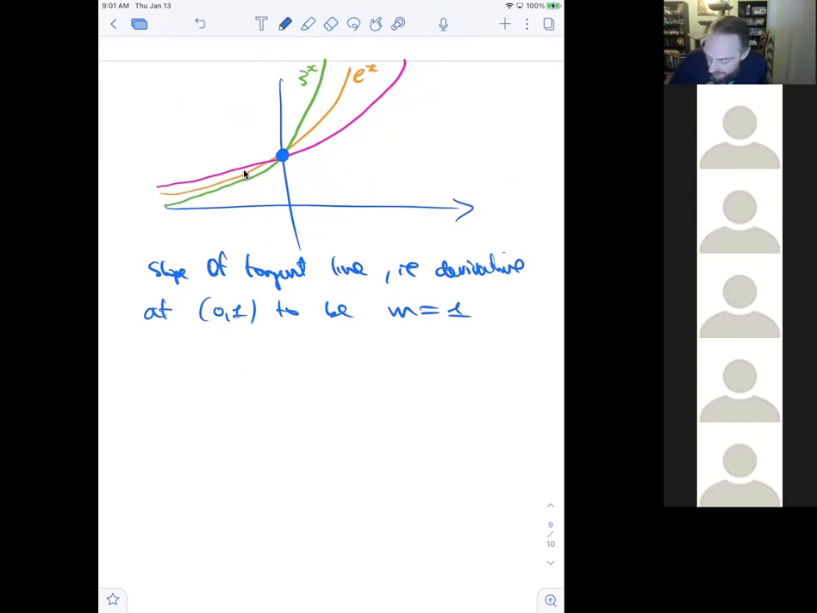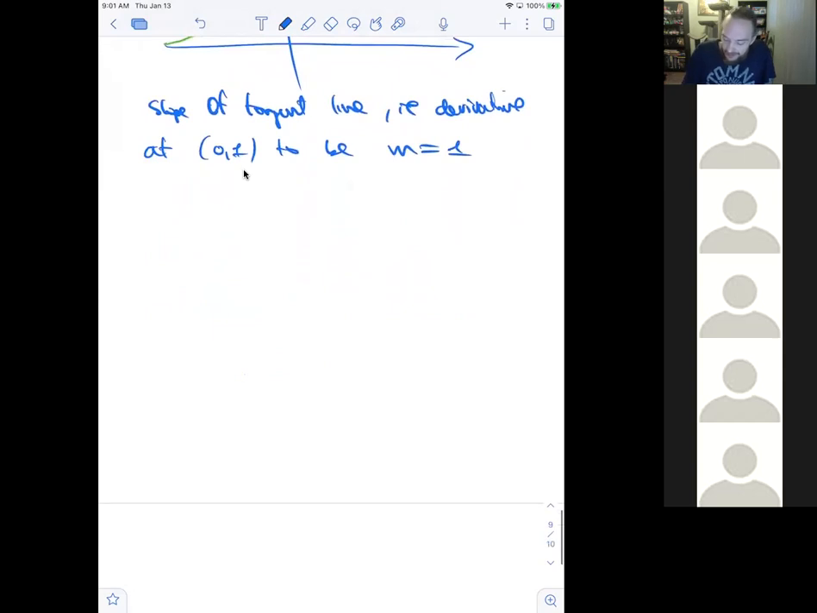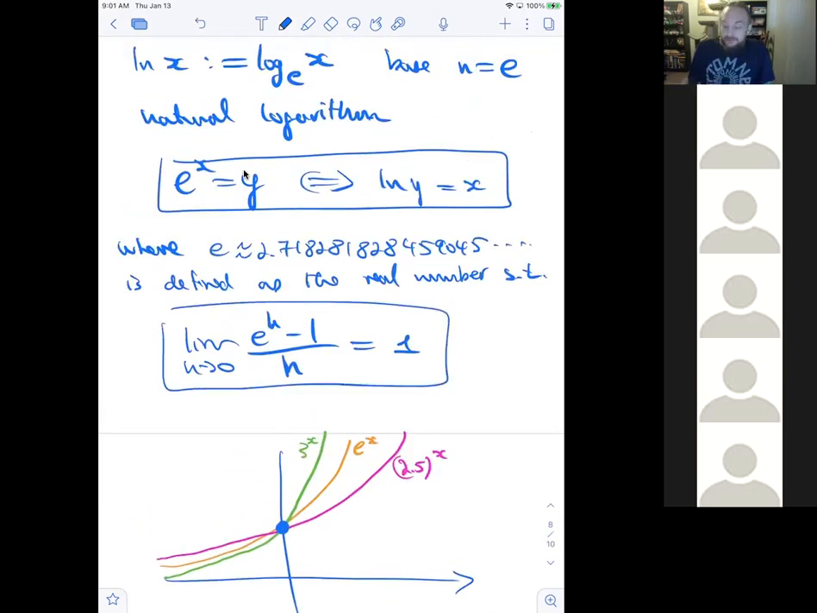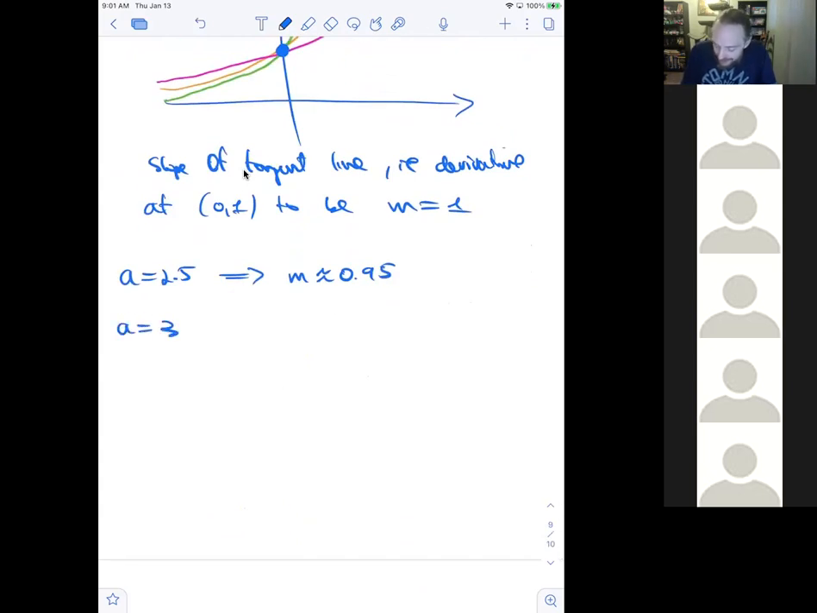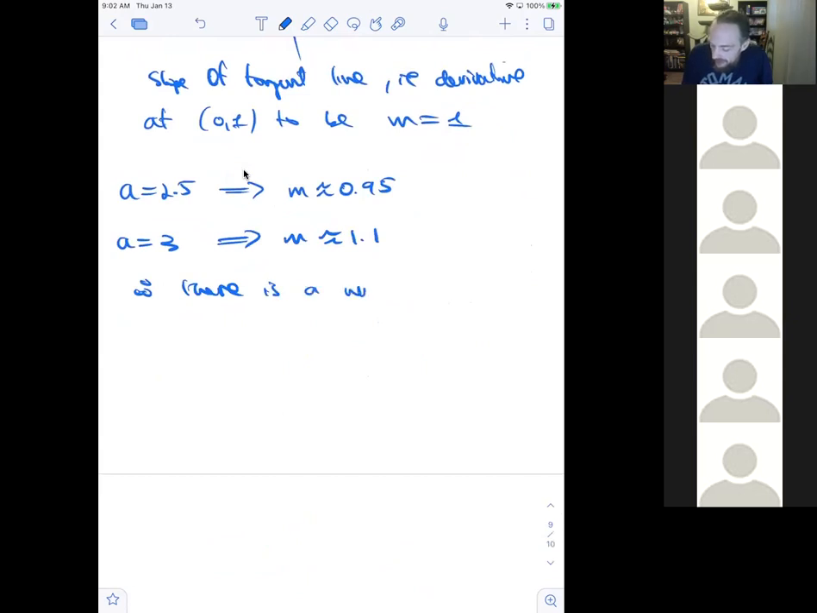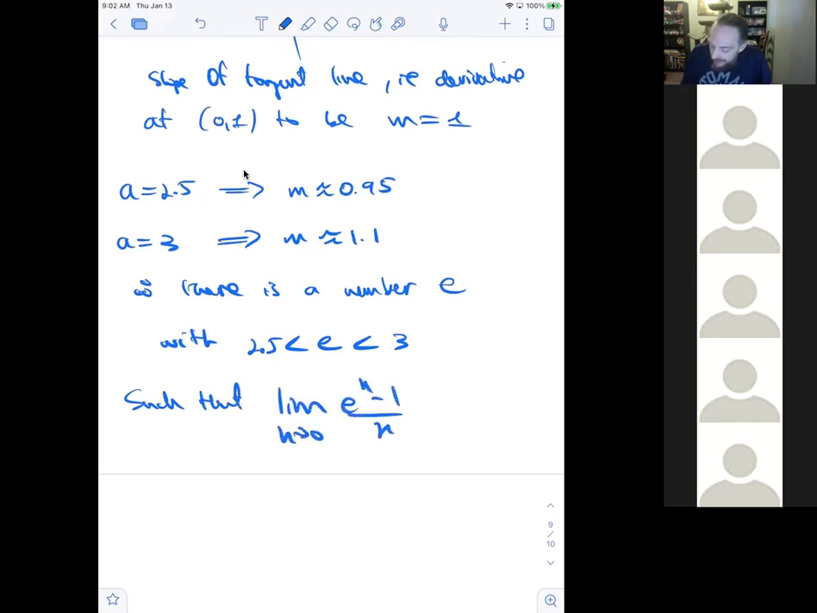We can even use 2.5 to the x, like I did in my lecture notes. So when a is equal to 2.5, m is approximately equal to 0.95, the slope of the tangent line. We want the slope of the tangent line to be exactly equal to 1. And when a is equal to 3, we get m is approximately equal to 1.1. Therefore, there is some number e between 2.5 and 3, with 2 less than e less than 3, or you can even use the better 2.5 if you want, such that the limit as h approaches 0 of (e to the h minus 1) over h is exactly equal to 1.